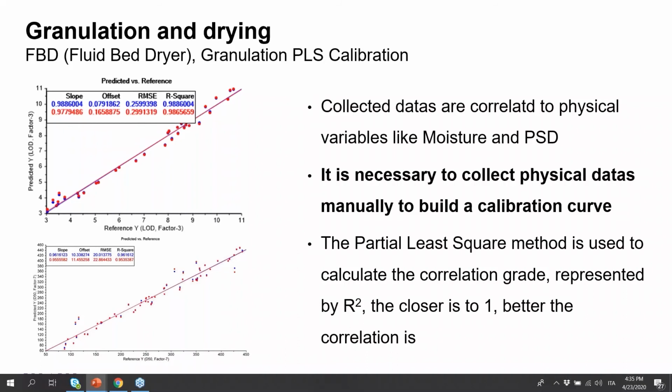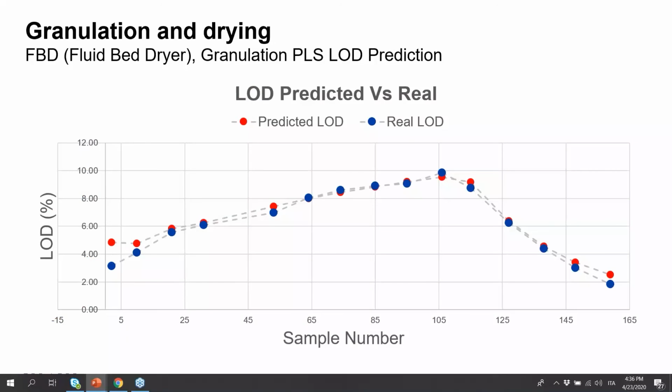a quantitative model. To build a quantitative model means that the NIR is reading continuously the product inside the fluid bed dryer. At a certain time, you take out a portion of the sample, you note the time to associate it to the proper spectrum, you take the sample, you do the loss on dry, you do the particle size analysis, and afterward you make the correlation. The result is this one.